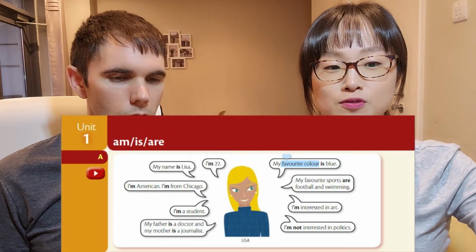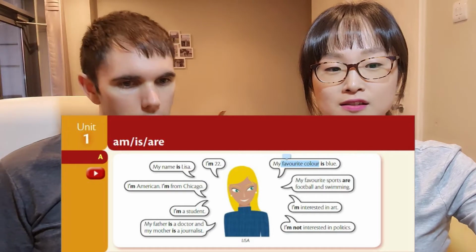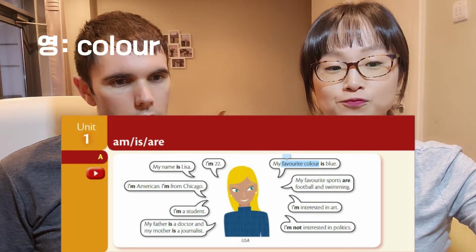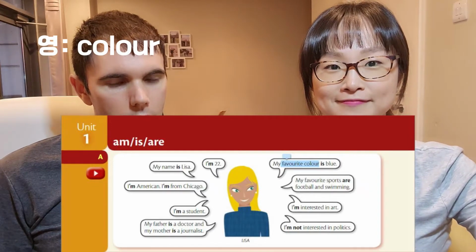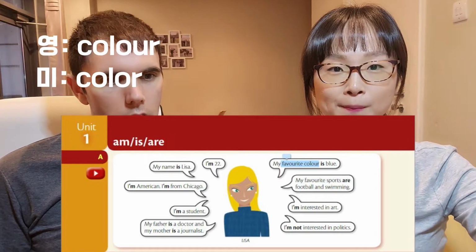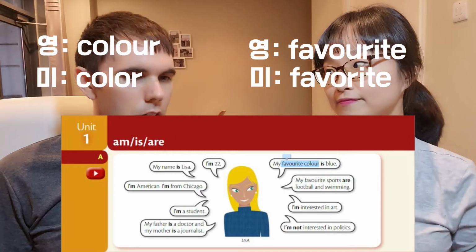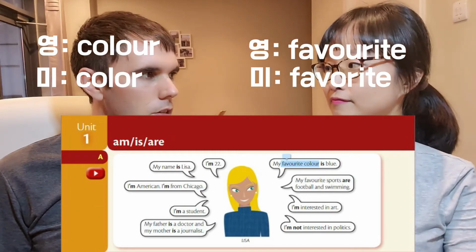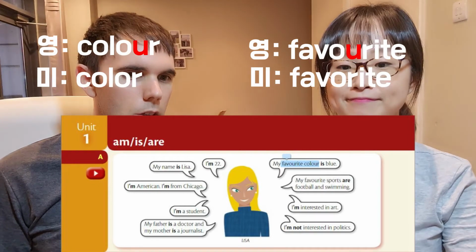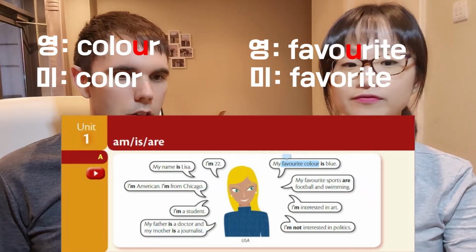So you can see favorite and color. Their spelling is different. Color is spelled C-O-L-O-U-R in British English, and in American English it's C-O-L-O-R. British English was the original, and American is kind of adapted. So obviously they decided to drop the U because it's silent in the word.